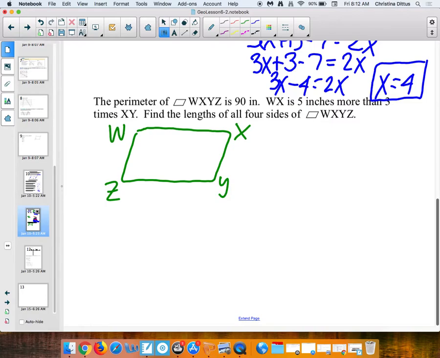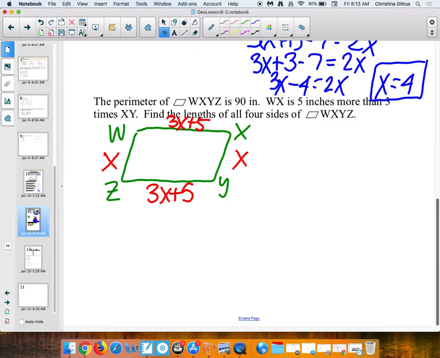Alright, I'm going to ignore for a quick second that the perimeter is 90. I'm looking at WX is 5 inches more than 3 times XY. Do I know how big XY is? No, what should I put there? X. Question. If XY is X, what else? W. WZ is also X. Good. Okay, and now it says WX is 5 inches more than 3 times XY. How do I write that? 3x plus 5. There you go. And what else? Bottom equals 3x plus 5. Bottom is 3x plus 5 too.